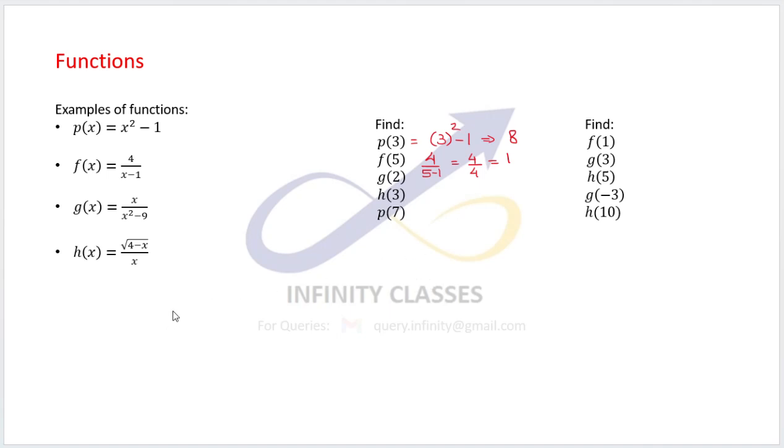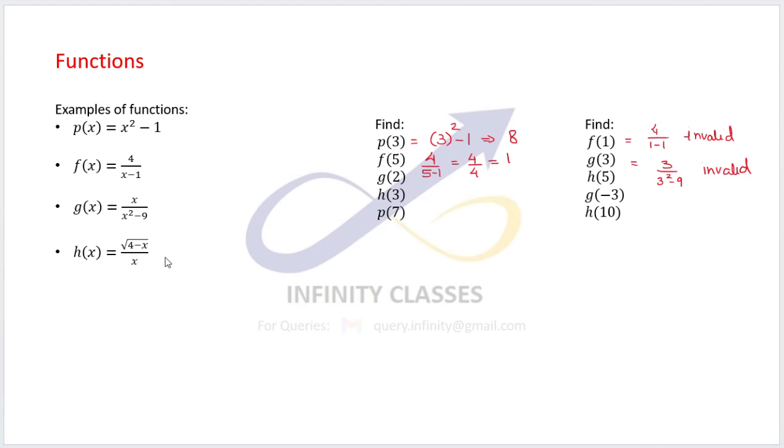But a very important thing: there are certain values which are not acceptable to the function. So f of 1, for instance, will result in 4 by 1 minus 1, which is invalid, because none of the functions can be divided by 0. A number divided by 0 is invalid. Similarly, g of 3 would come out to be equal to 3 divided by 3 square minus 9, again invalid. So the denominator is becoming 0 in this case again. So such cases are invalid.